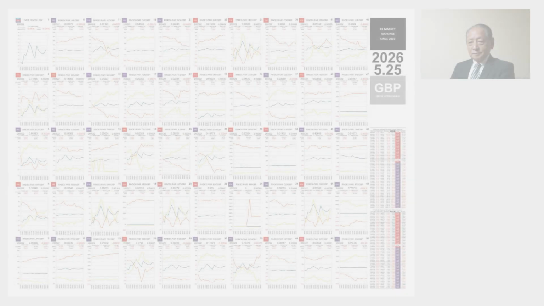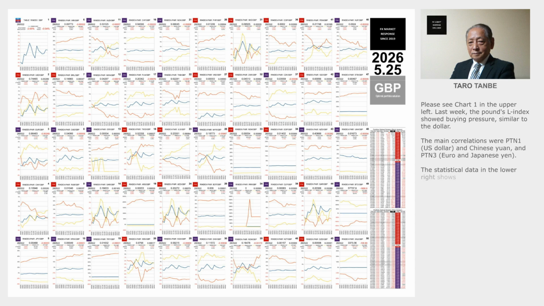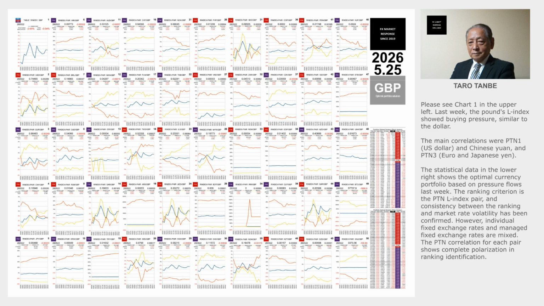Please see Chart 1 in the upper left. Last week, the pound's L index showed buying pressure, similar to the dollar. The main correlations were PTN1, US dollar, and Chinese yuan, and PTN3, euro, and Japanese yen.